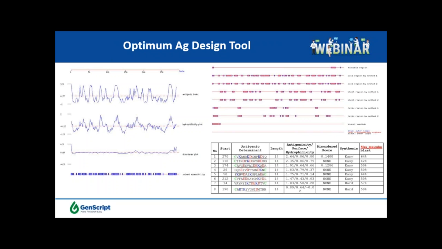In addition, our antigen design tool can also predict the possible local structure, including coil, sheet, and helix. It also provides a list of candidate peptides ranked by those indexes described above.